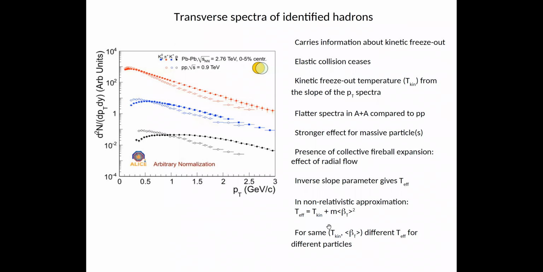Okay. So the larger the m, the higher will be the T effective, so flatter will be the spectrum. And this is exactly what you see when we measure the pT spectra of hadrons in heavy ion collisions and we compare them with the pp collisions.